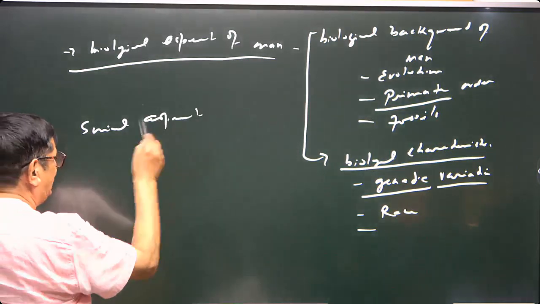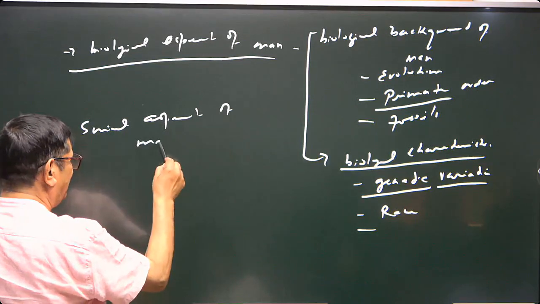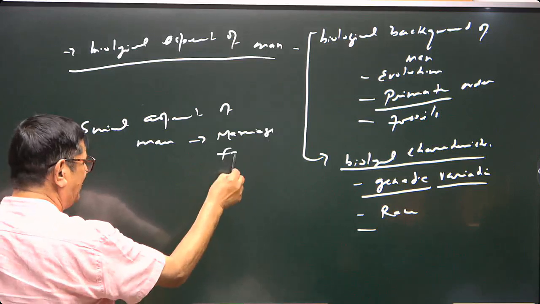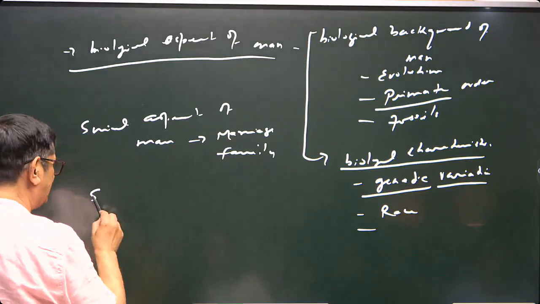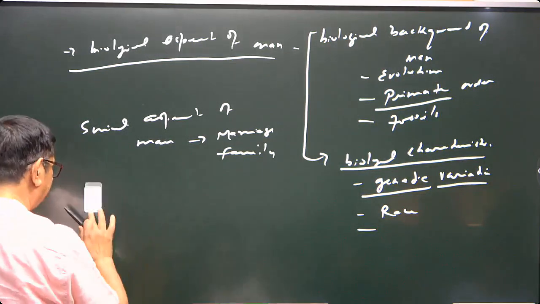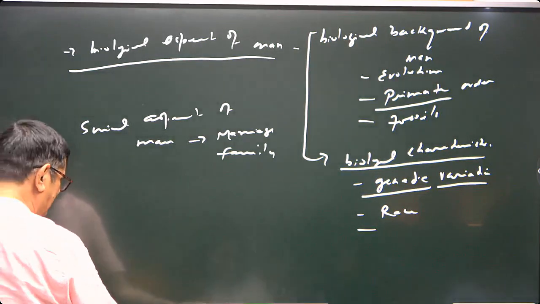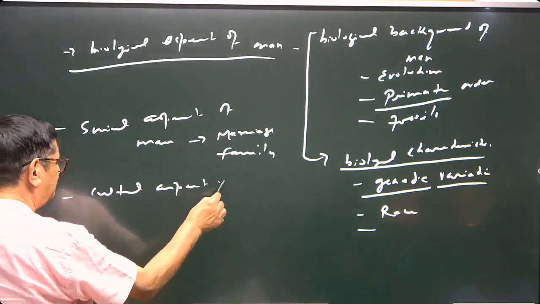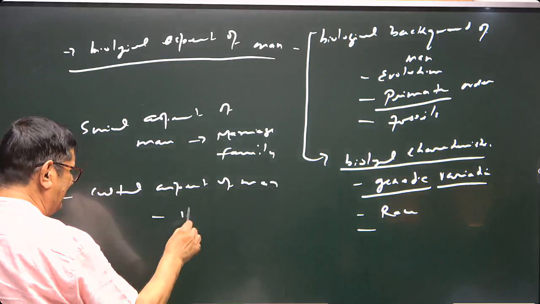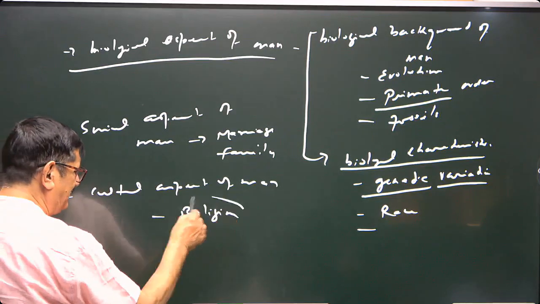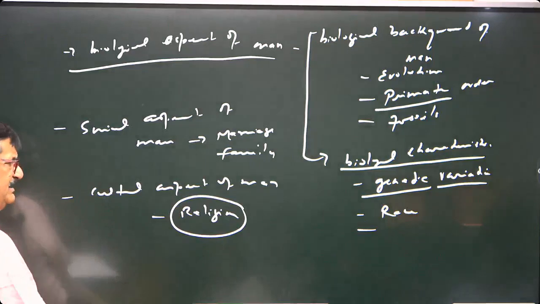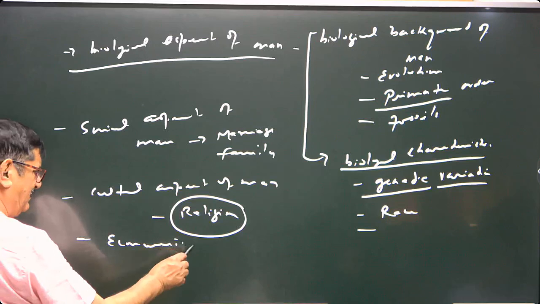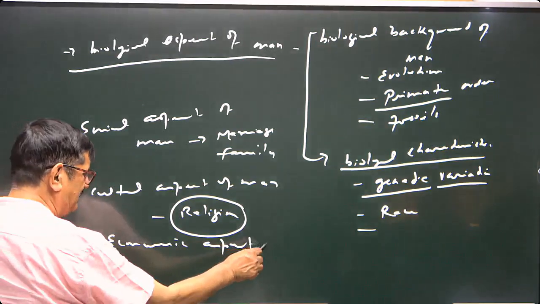Secondly, anthropology studies the social aspect of man. To study this, we have in the syllabus marriage, family, kinship, etc. Cultural aspect of man: anthropology studies the cultural aspect of man through religion, custom, tradition, and this topic is very important. Religion, custom, tradition, etc. Then the economic aspect of man.